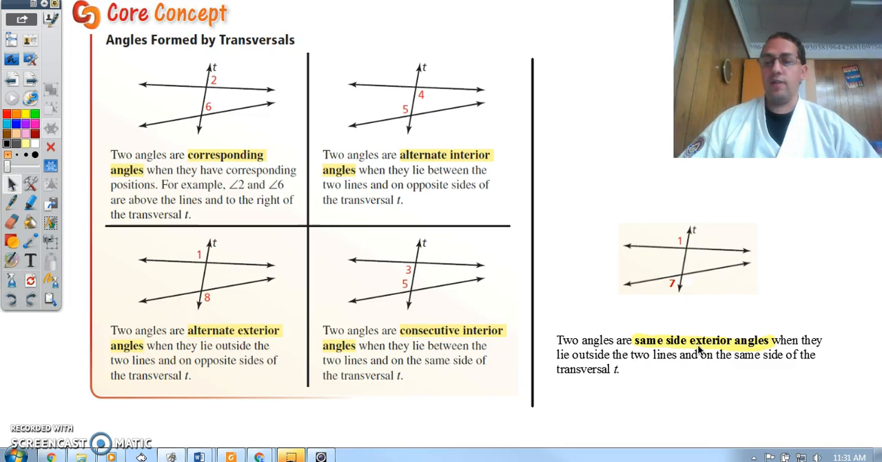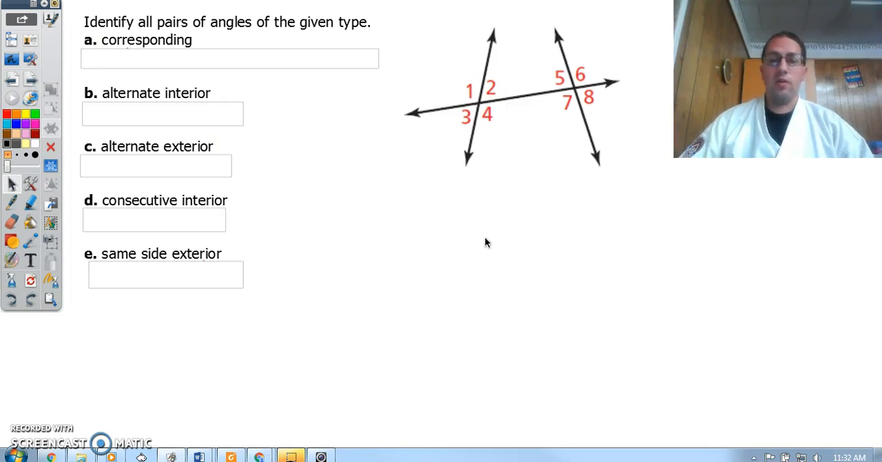And lastly, we have the same side exterior angles. Again, same side of the transversal, but now they are exterior, meaning they are outside the 2 lines that got crossed. And that's just ways we can refer to these angles. We're going to have some theorems about them later on. So what I want you to do is to pause the video again and name all of the angles that fit these different types.